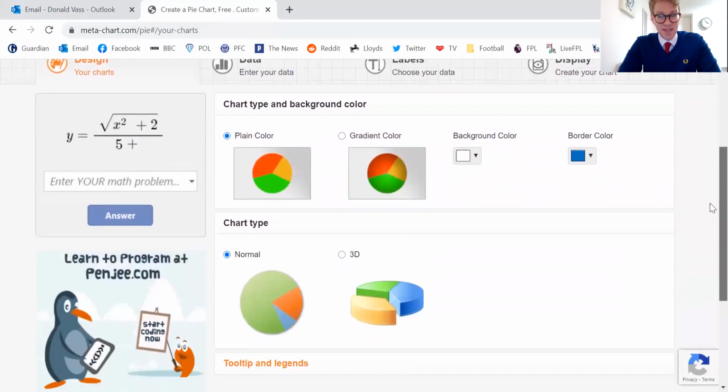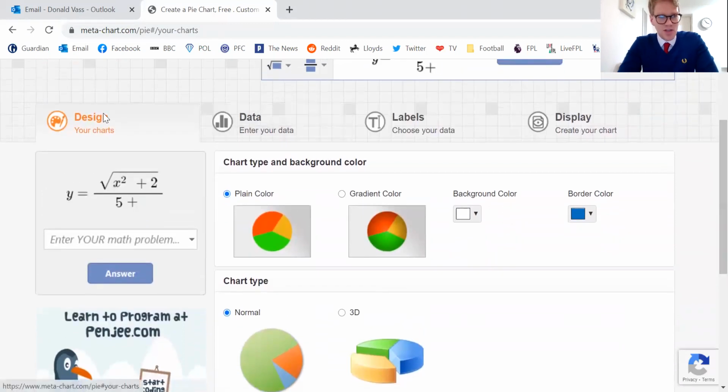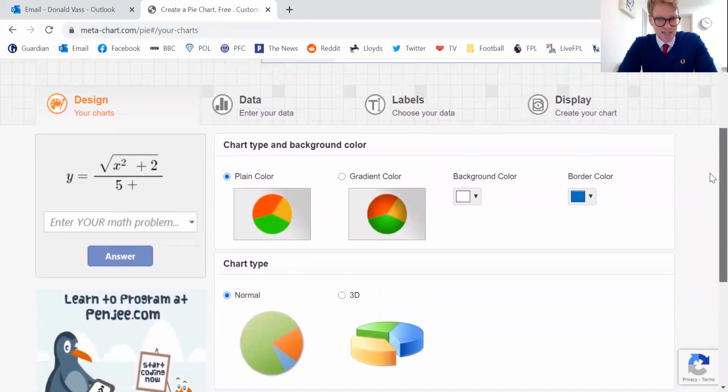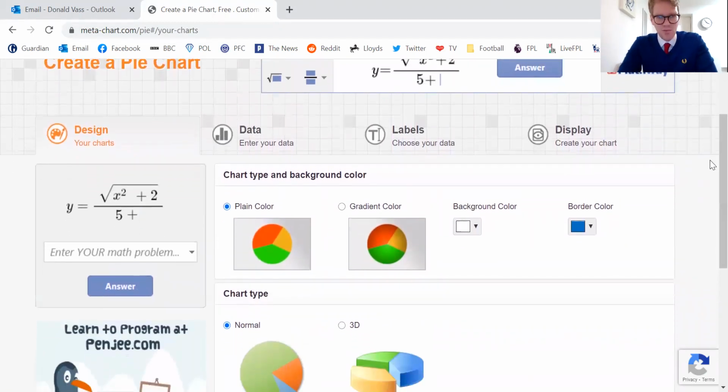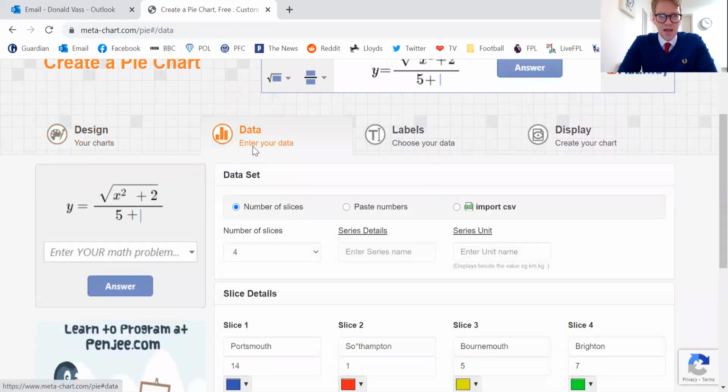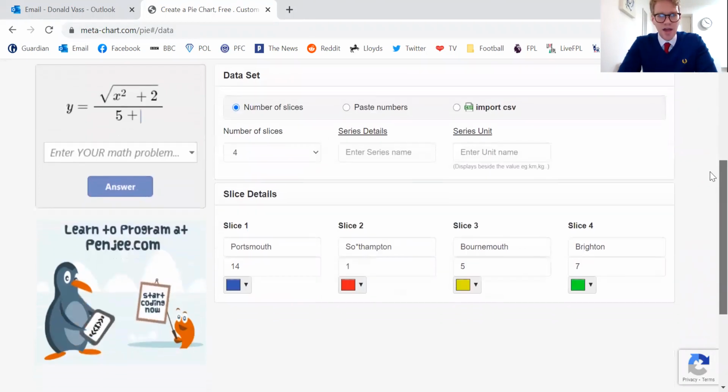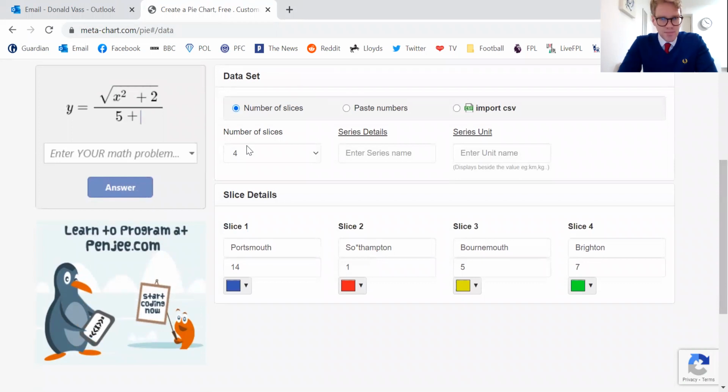So I've got one filled in, I'll be able to show you. You click on the design bit and we want probably just plain color and normal. You can mess around with some of this if you want. You can change to 3D, you can change some of the background options, but we'll keep it simple for the purposes of this. You go into data and you write a number of slices, which is how many options you have. So if you were doing fizzy drinks and you had 4 fizzy drinks to choose from, you want 4. In slice details, you write in your different options.